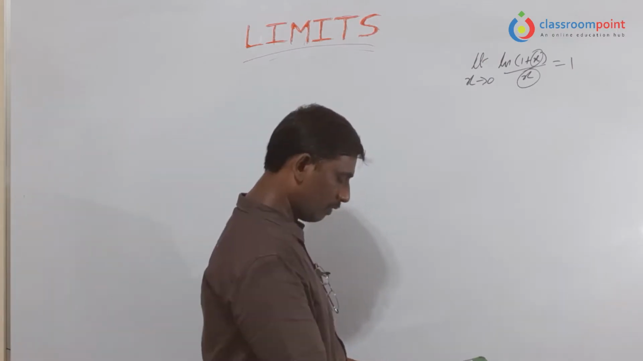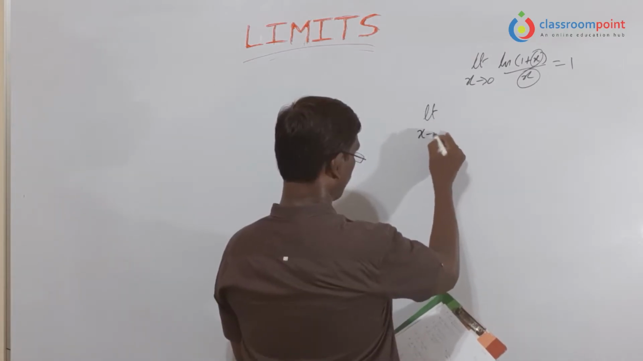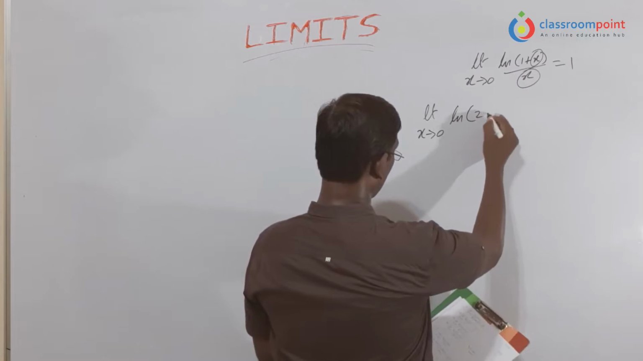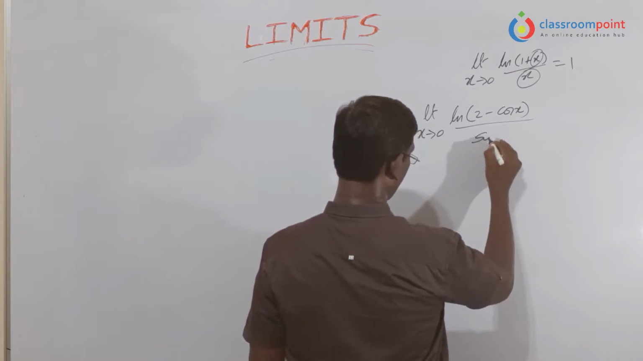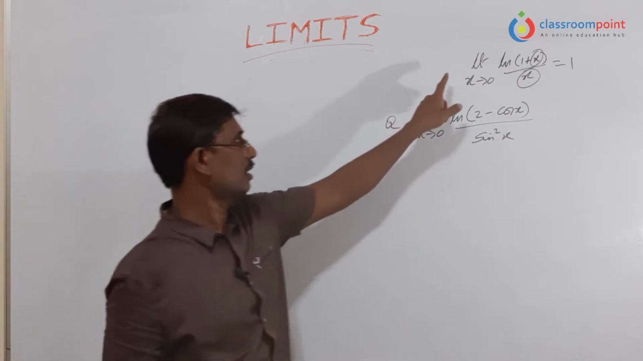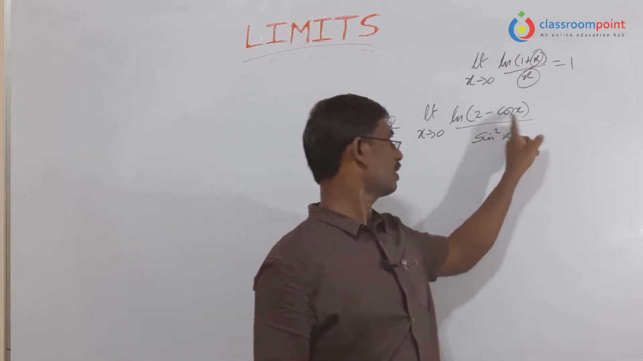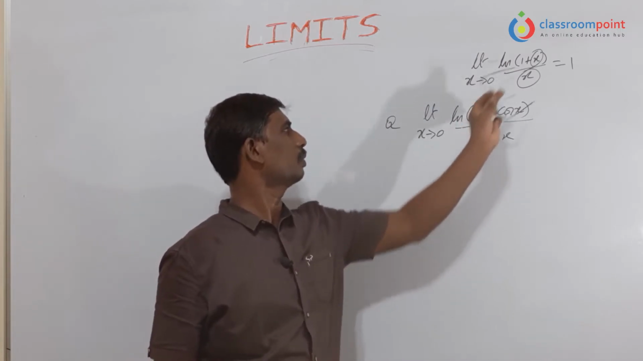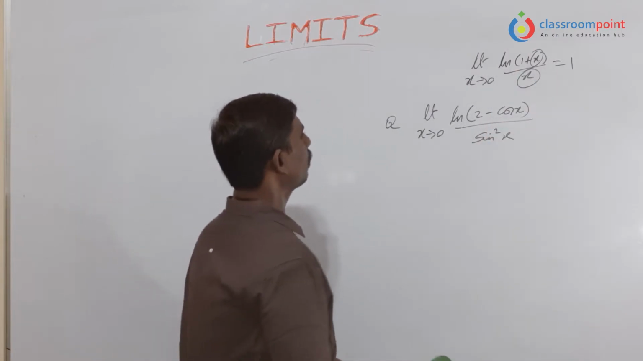Now, we'll take two examples for that. First example, limit x tends to 0, ln of 2 minus cos x by sin square x. This is one of the best examples for this expansion. Sir, by comparing, these both are not the same. Then how is this an example of this one? See here, I will do one thing.